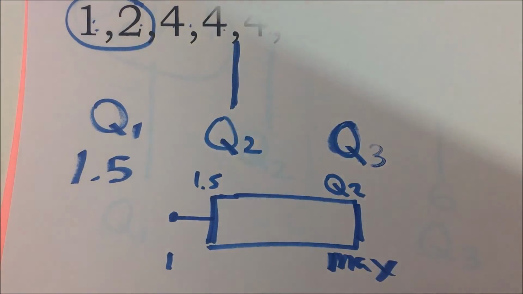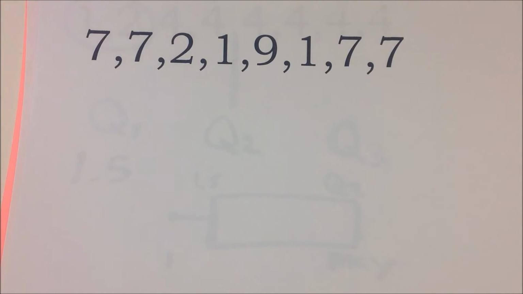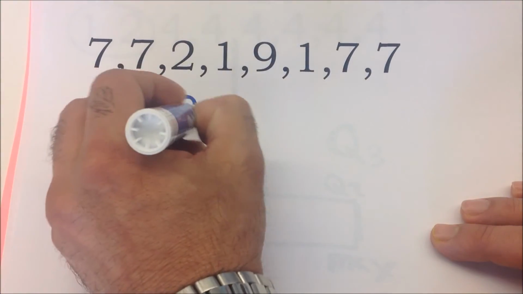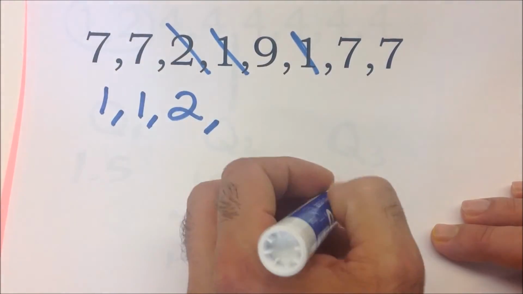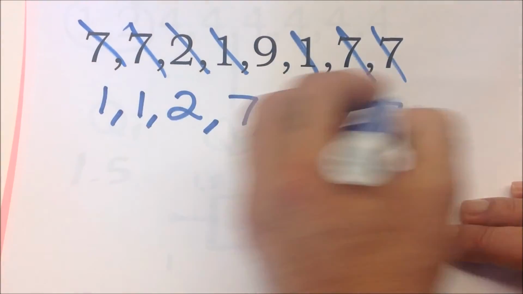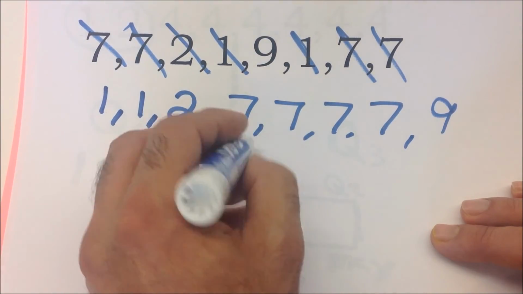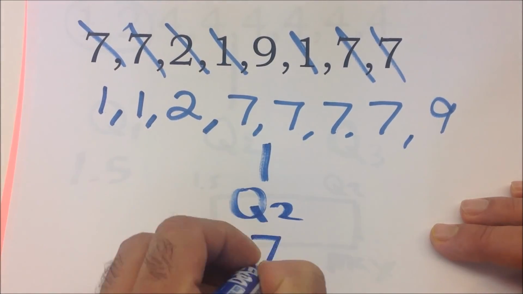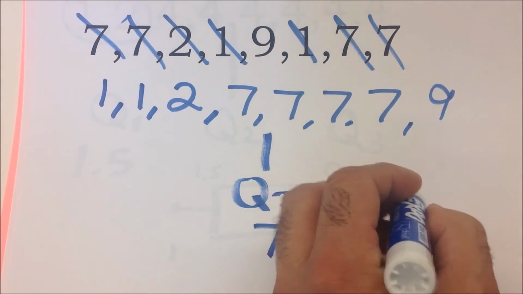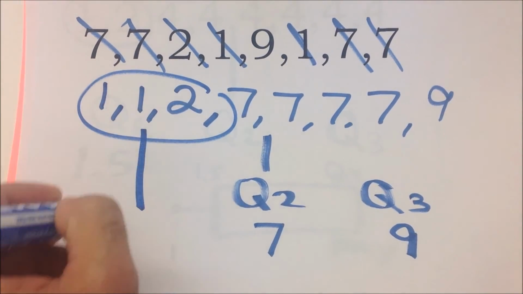Let's do one more. Pause the tape and see if you can do this one. Now remember, they have to be in order. So let's put them in order first. We have 1, we have 1. Be careful when you do this. We have a 2, so we got rid of the 1s and the 2s. We have 4 7s, and we're just left with a 9. 1, 2, 3, 4, 5, 6, 7, 8. 1, 2, 3, 4. So we know that 7's in the middle, so Q2 is 7. All the numbers to the right of 7 is only 9, so Q3 is 9. And then over here, we have Q1 as 1.